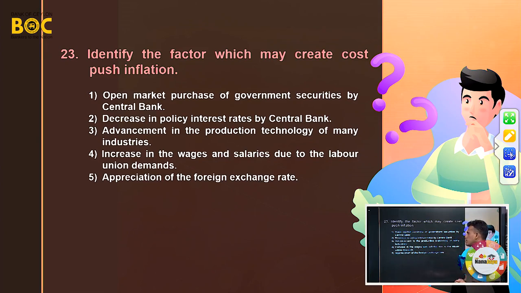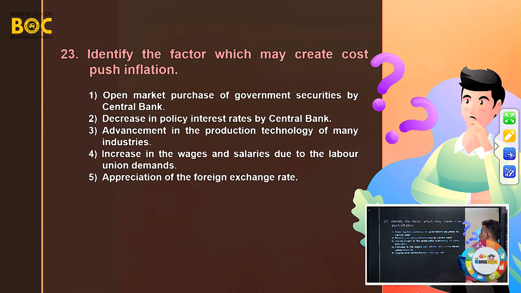Third, advancement in the production technology of many industries. Right? If the production technology increases, that is supporting for the cost of production to go down and not for cost of production to increase. But cost push inflation talks about an increase in cost of production and leading for the general price level to go up. So the third also cannot be taken as the answer.